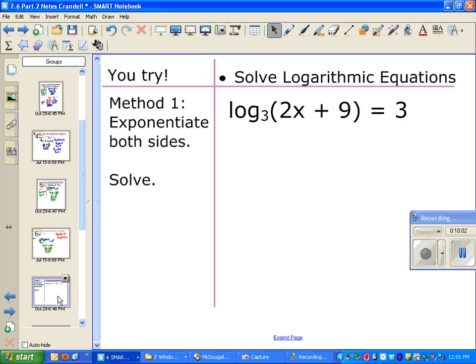Okay, so here, you try this all by yourself. So if you watched me for the first two, try this one all by yourself. You can do it. Pause it.